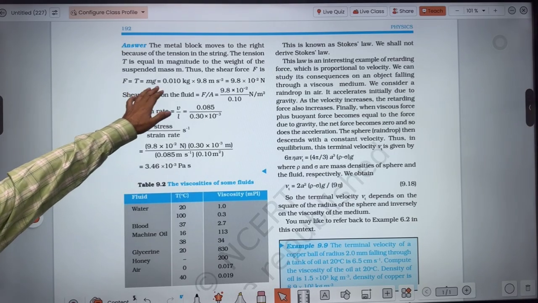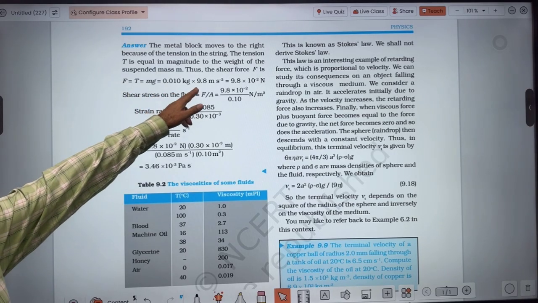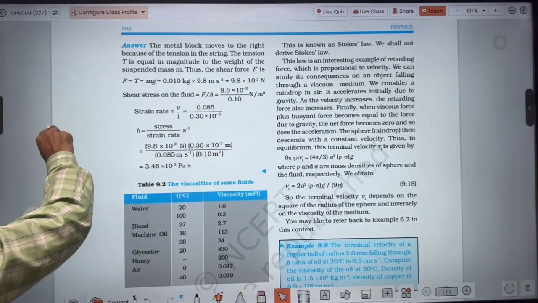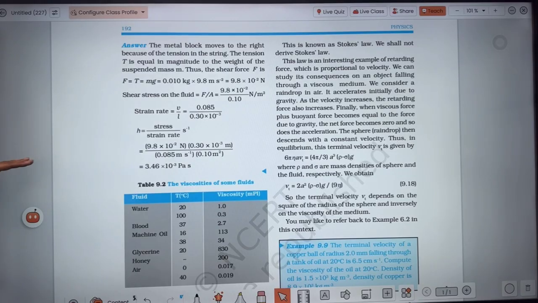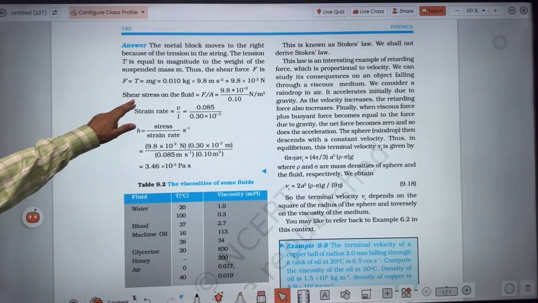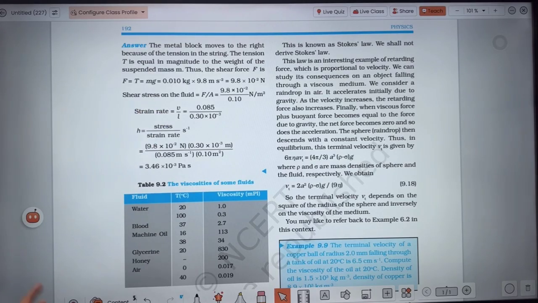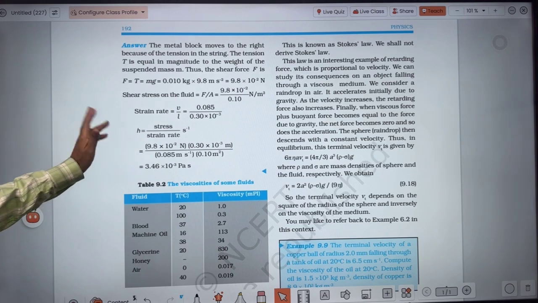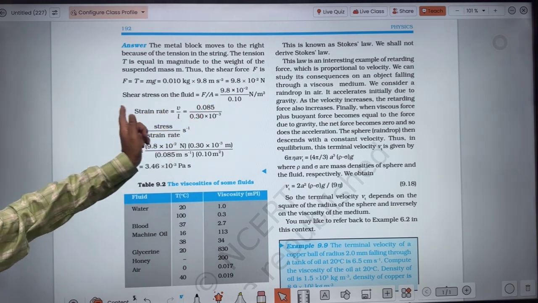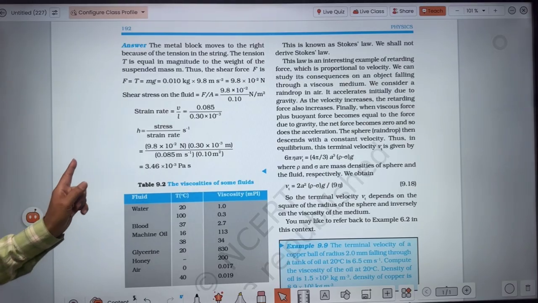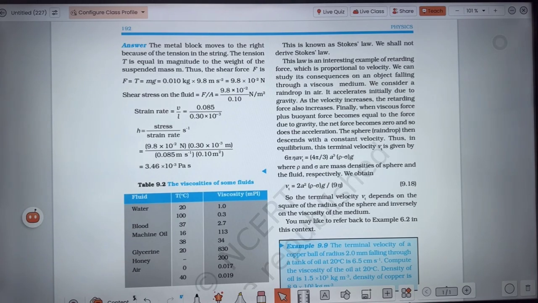So the force is mg, mass is given 0.10 kg, and g is 9.8. So this much force is acting, and the same force is pulling that body which is lying horizontally, right? So shear stress on the fluid, as we have seen, is force upon area. Force we have got, area is given, so we put the value. Then the strain rate, because if you remember, we have to use shear stress divided by strain rate to get the coefficient of viscosity.